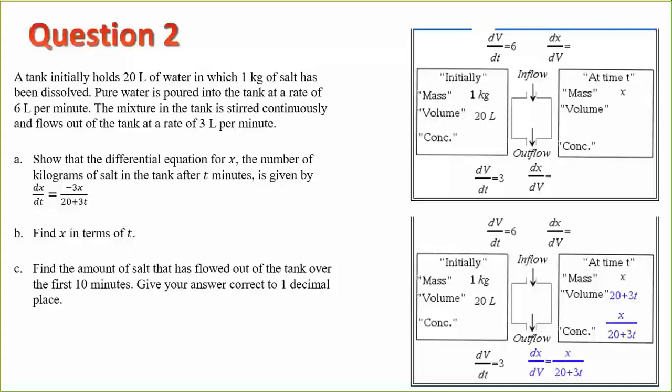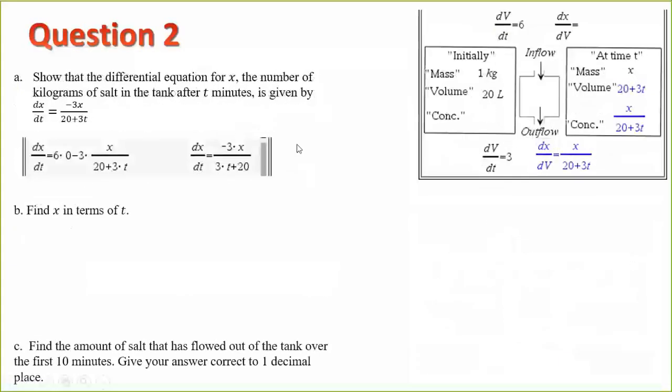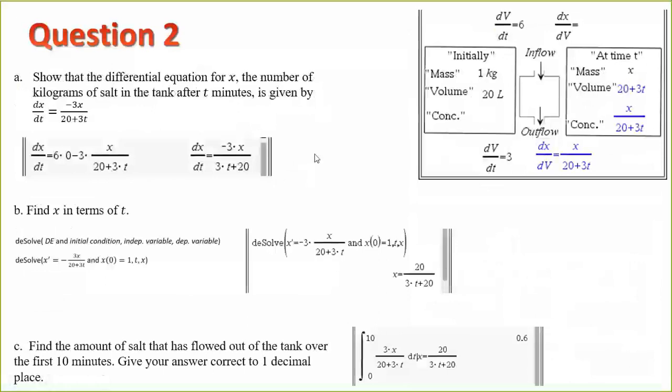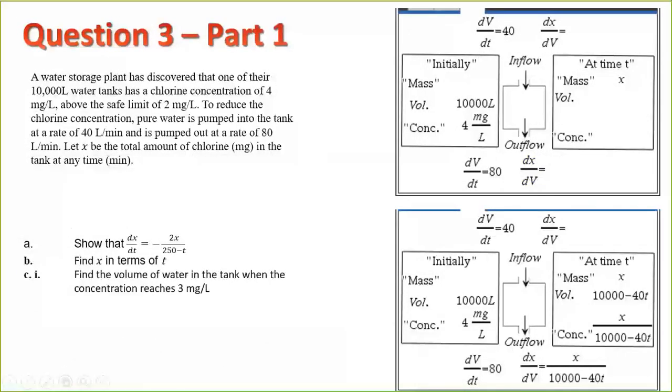So question 3 now. And they're just the work solutions there. Question 3. We have a water storage plant that has discovered that one of their 10,000 water tanks, so 10,000 litre water tanks, has a chlorine concentration of 4 milligrams per litre, which is above a safe limit of 2 milligrams per litre. And their way to reduce the chlorine concentration is to pump pure water into the tank at a rate of 40 litres per minute.